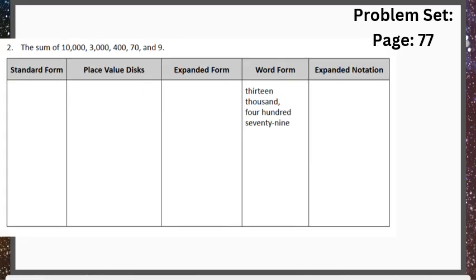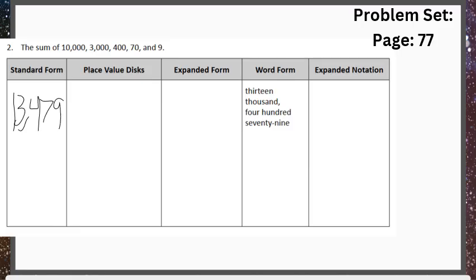Number 2 wants us to model the sum of 3,470 and 9. We can see that the word form is already written for us. It says 13,479. So we just need to fill in the rest of the table. So for standard form, we're going to have 13,479.